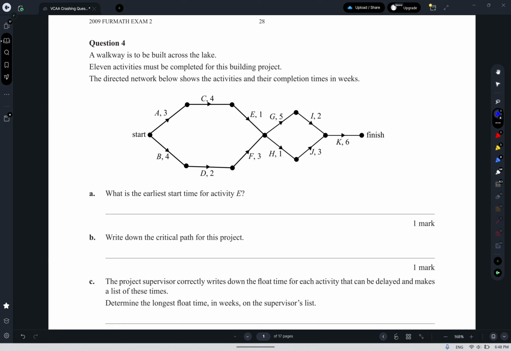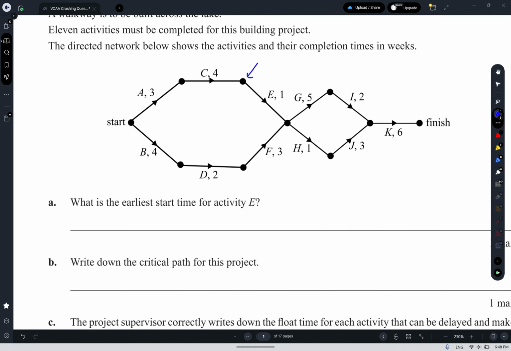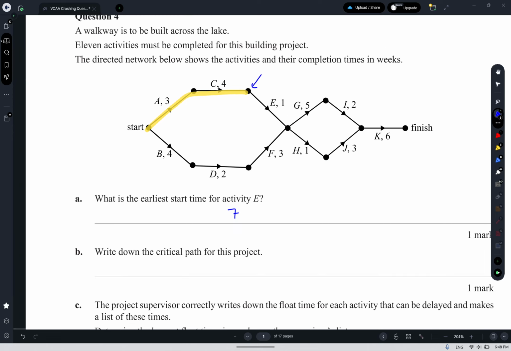A walkway is to be built across the lake. We've got 11 activities. The directed network shows the activities and their completion times in weeks. The EST, or earliest starting time of activity E, which is this here. The earliest possible time we could start activity E would be after we finish A and C, so that's just going to be 7 weeks. We just need to write the number 7.